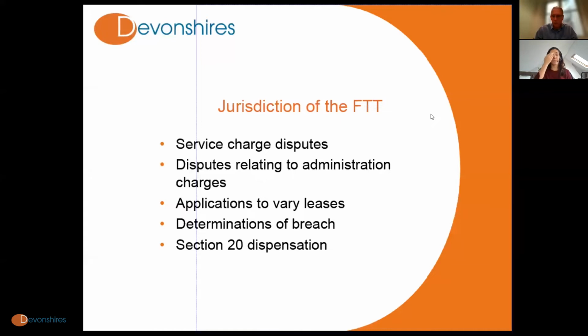And I know we've got different sessions on service charges and Section 20, so I won't go into great detail on those, as it's obviously a webinar in and of itself, but it's just another area that the First-tier Tribunal can deal with and consider.